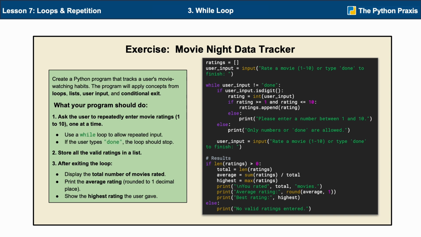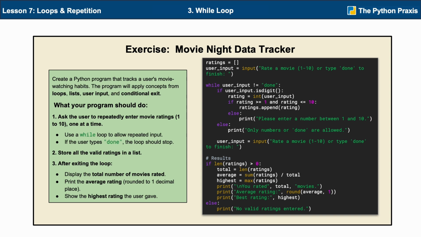In line 1, we start by creating an empty list named ratings. This is where we'll store all the valid ratings the user gives us. In line 2, we ask the user for input. They can enter a number from 1 to 10 to rate a movie, or type "done" to finish. In the next line, we begin a while loop that repeats as long as the user hasn't typed "done." This lets us collect multiple ratings in one run.